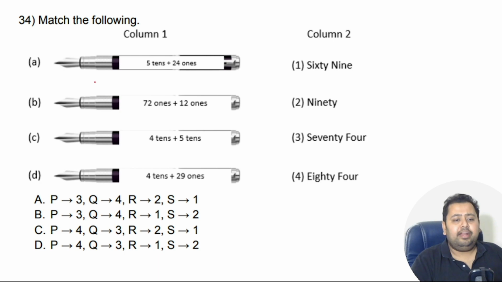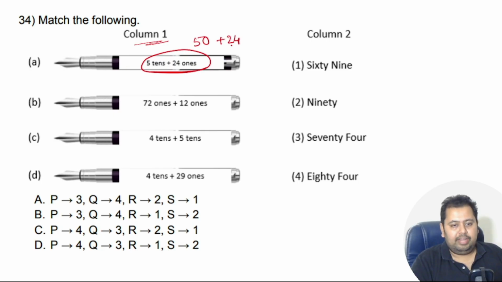Great. Let's now find out what is given over here in column 1, right? 5 tens plus 24 ones. 5 tens is nothing but 50, right? Plus 24 ones is 50 plus 24. I hope you would have done this already and you have also found out what it is. So 50 plus 24 is nothing but 74.